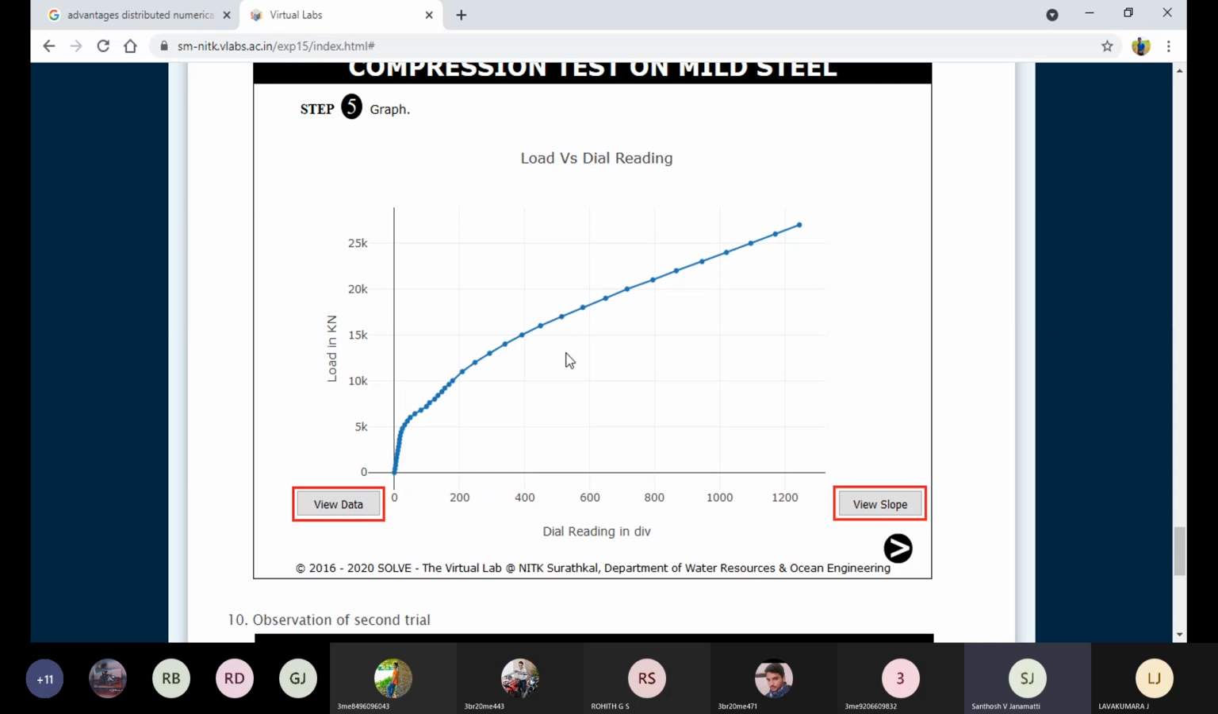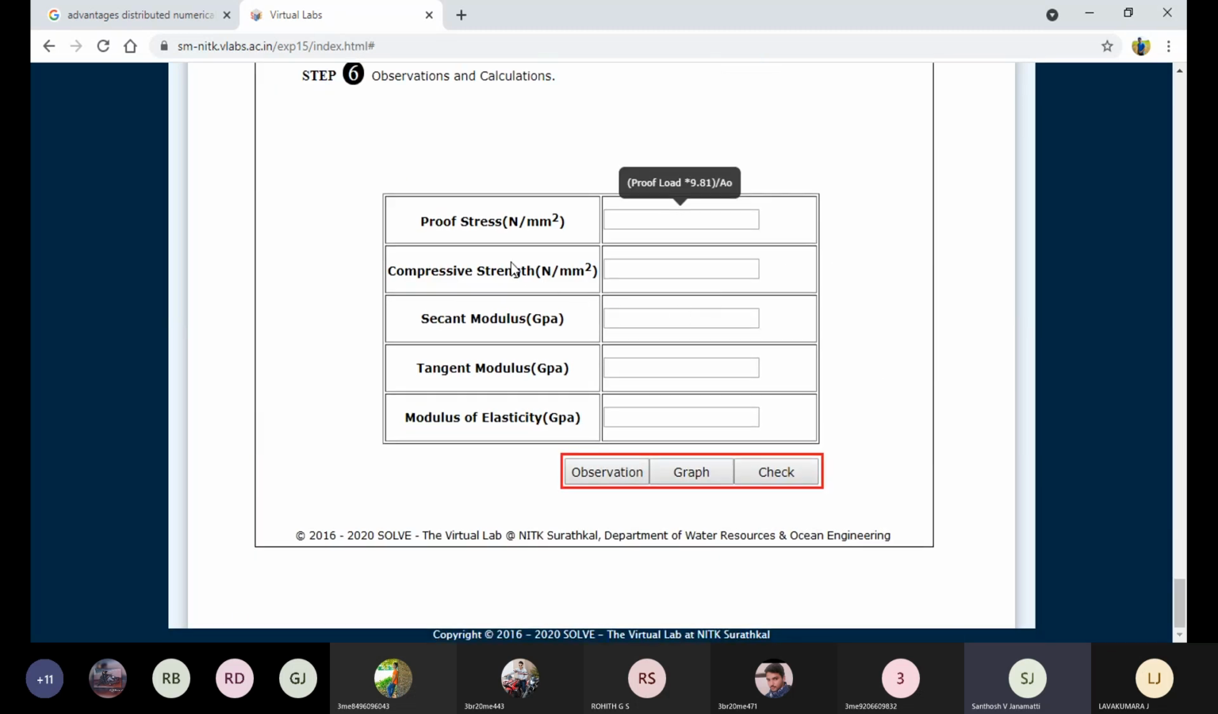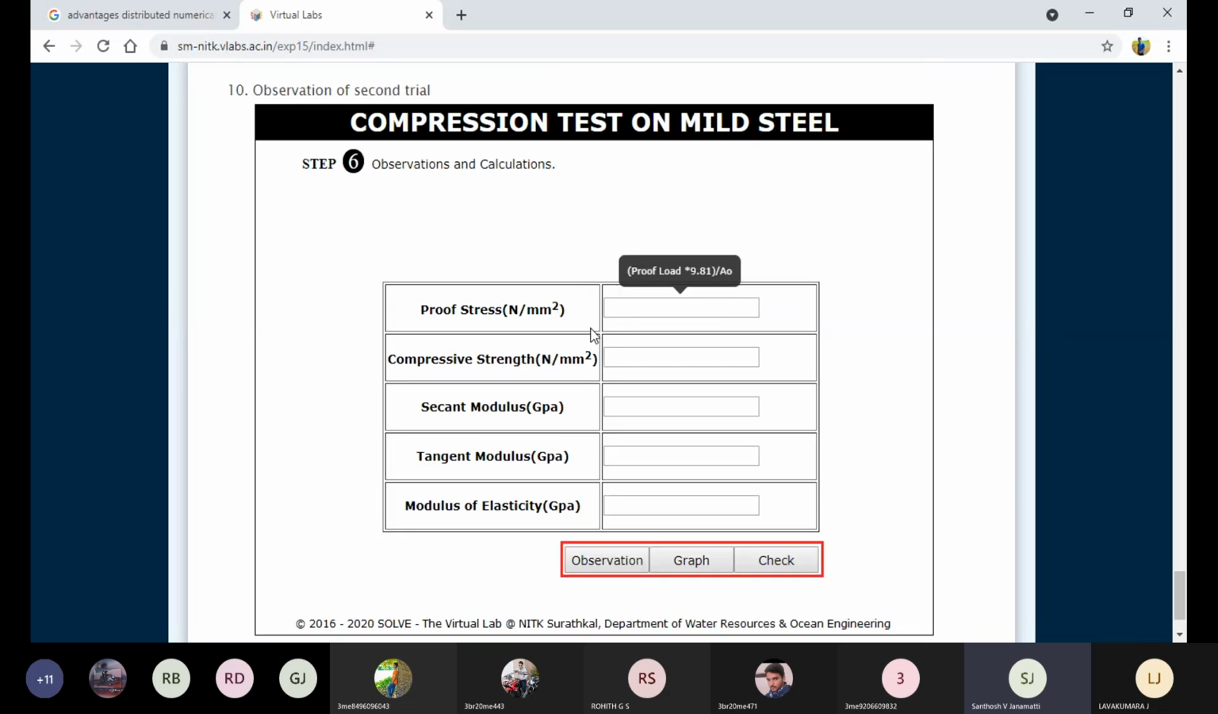We need to calculate the yield point, but in compression we don't need to. We only need to calculate the compression strength of the given sample directly by taking the fracture point or ultimate point. This is the ultimate point, and thereafter the fracture takes place. This is the ultimate compression load we take to calculate the compression strength of the given sample. In the last step you need to ensure all these results. Technically we need to calculate the proof stress, but according to our syllabus there is no need to calculate it.